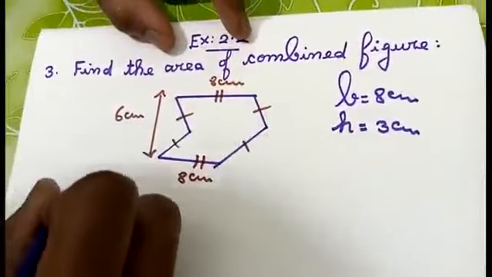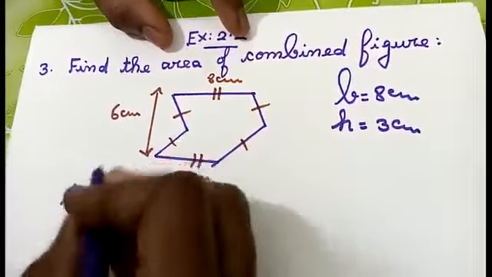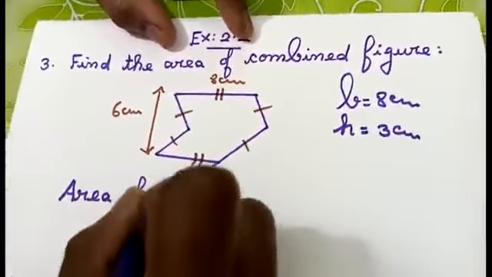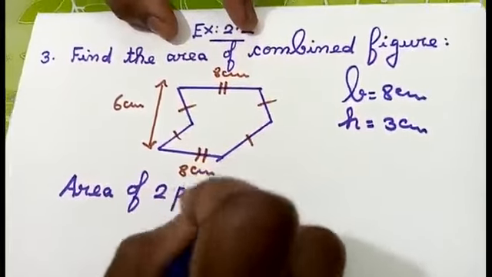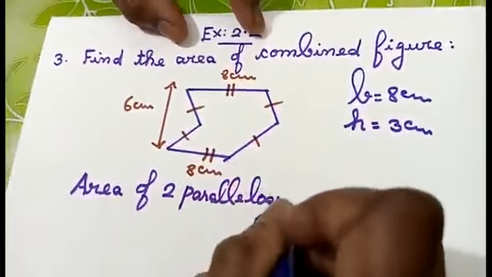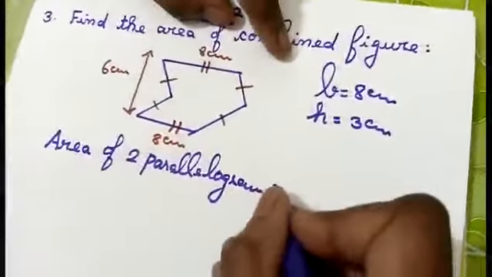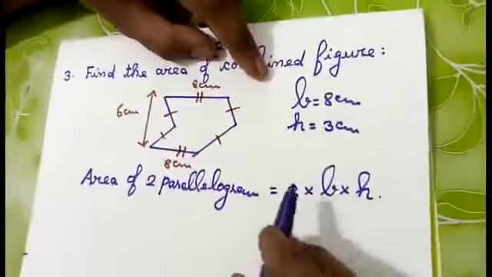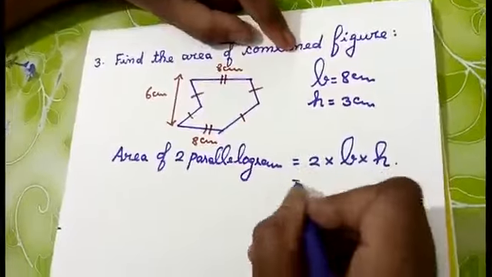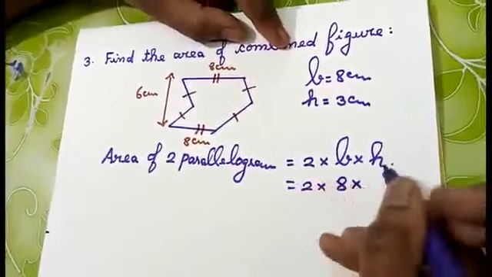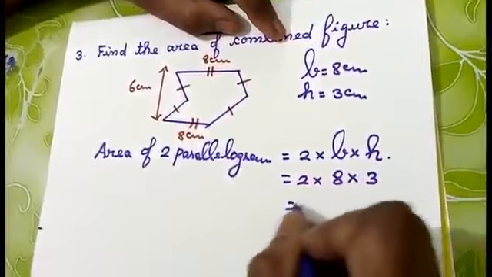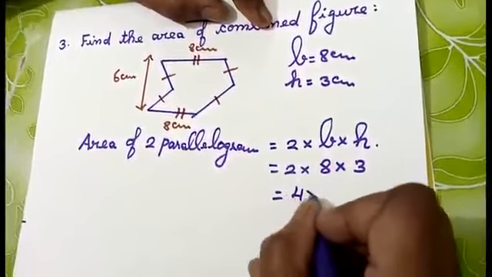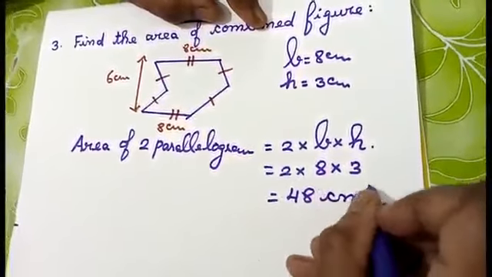So, area of 2 parallelograms. The formula for area of parallelogram is base into height. I am having two figures, both in the form of parallelogram. So, area of 2 parallelograms is equal to 2 into base into height. Since I am having two figures, I am writing it as 2. That is 2 into base 8 into height 3 centimeter. 8 twos are 16, 16 into 3, you will get the value as 48 centimeter square.